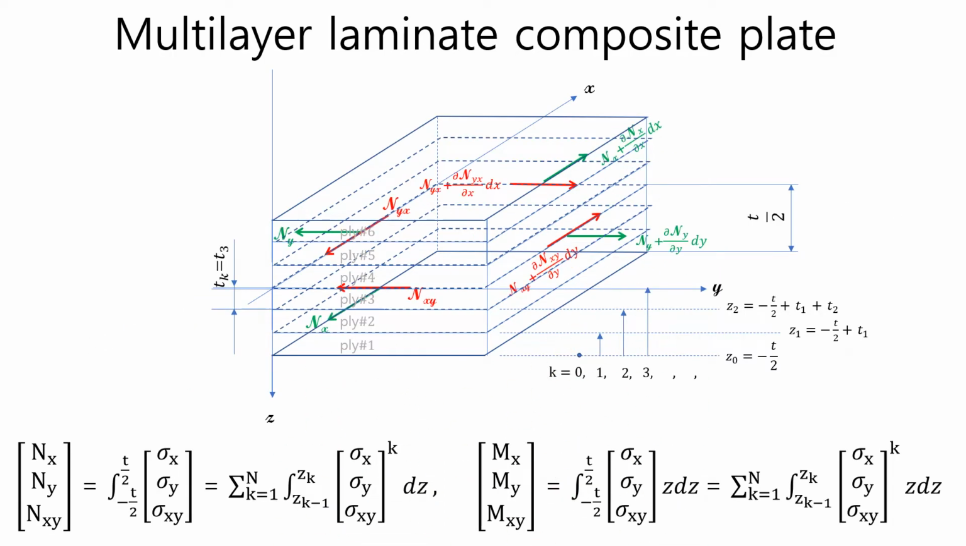Based upon the resultant force and moment equations for one composite plate, we can derive the equations for the multi-layer laminate composite plate shown here. The example case here is composed of 6 layers. The forces and the moments for the entire plate can be calculated by summing up all the forces and the moments for all the layers in the corresponding direction. Superscript k is not the power, but the sequence number of the corresponding ply.